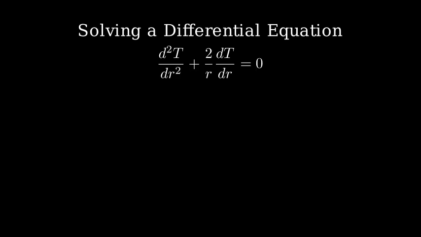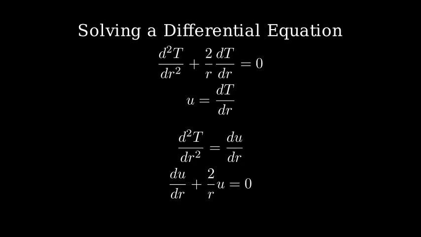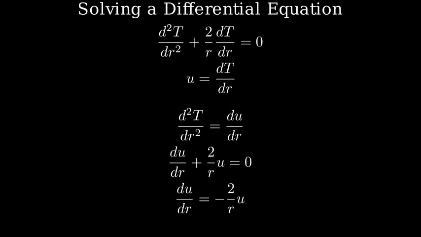First, let's make a substitution to simplify our equation. Let's set u equal to dT/dr. This means that our second derivative, d²T/dr², is equal to du/dr. With this substitution, our equation becomes du/dr + (2/r)u = 0. Let's rearrange this to standard form: du/dr equals negative 2/r times u.